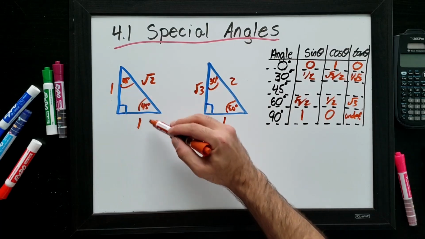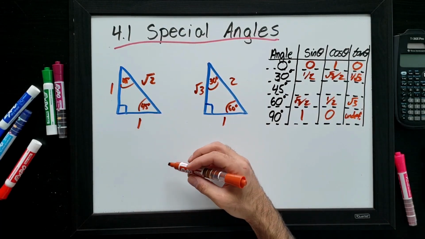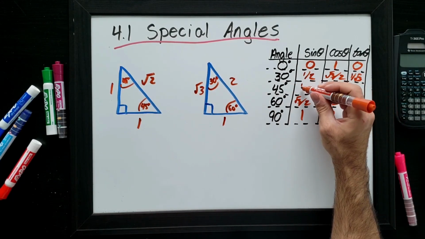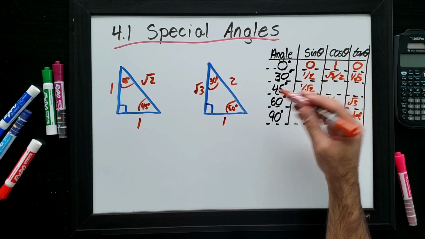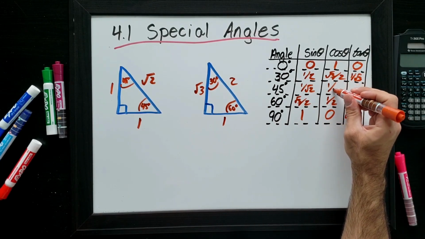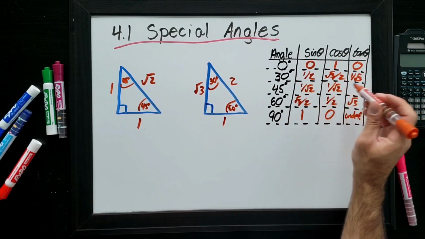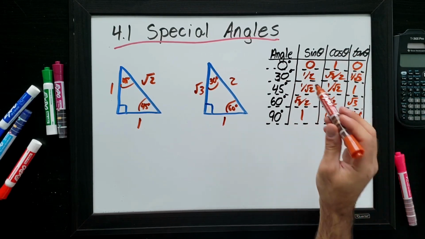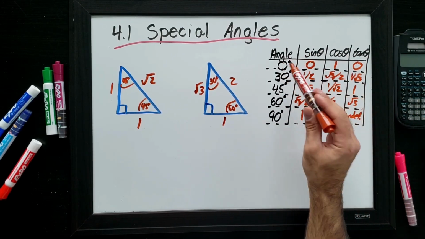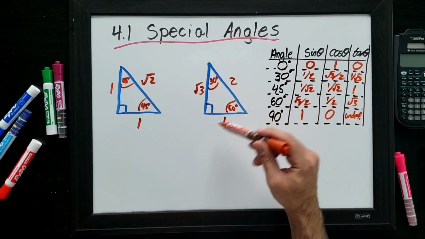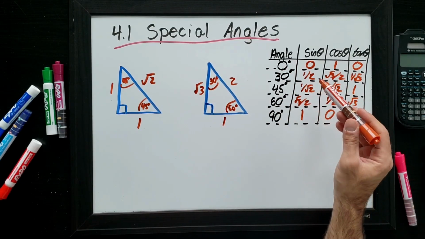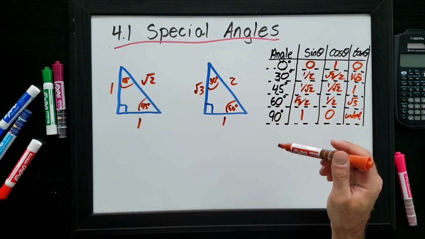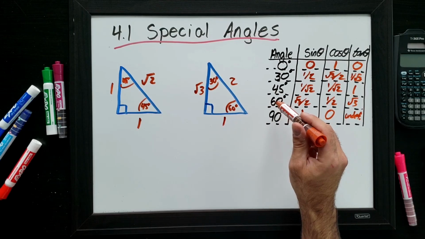Now, let's take a look at this 45. Both of these are 45s, so it doesn't matter which one I use. Sine of 45 is 1 over root 2. Easy. Cos of 45 is going to be the same, 1 over root 2. This divided by this is 1. So in this table, I've discovered every single special angle from these special triangles, which I'm going to use to find the exact values of 0, 30, 45, 60, 90, and any multiples of these.